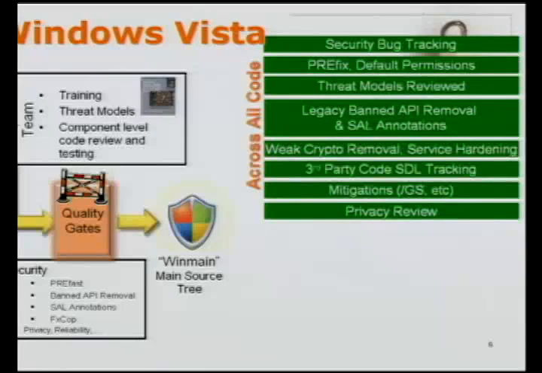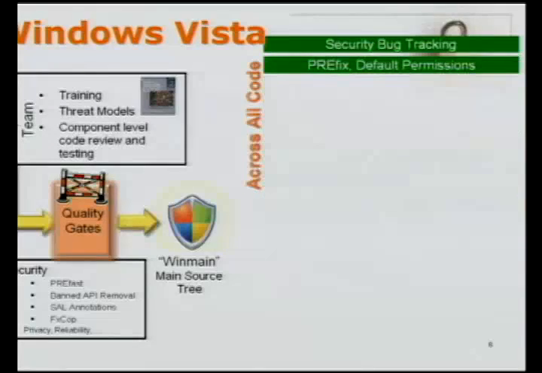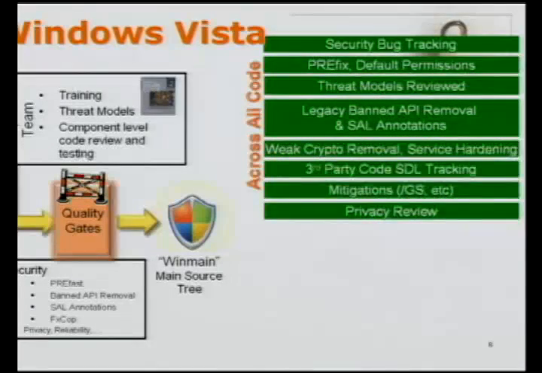We also improved the mitigations across the board. These were things like the compiler innovations in terms of stack protection, changes to the heap, and making sure that was being adopted across the board. And we also did privacy reviews. So that was across all the code.